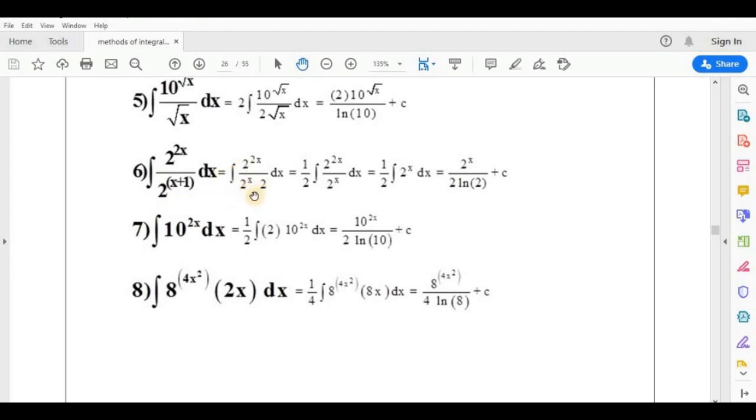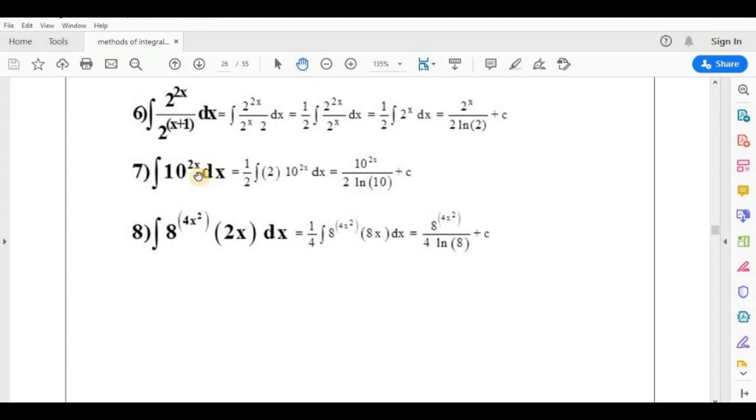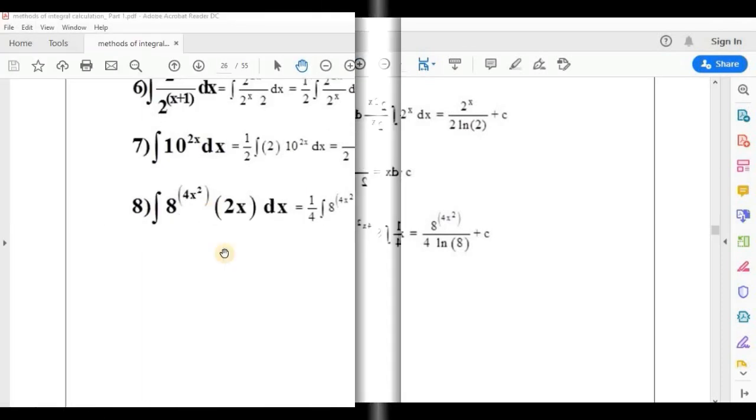It will be 2 to the power x multiply 2, by using the properties. After the simplification, we have this. What is the derivation of x? It is 1. So it is already in the special form, and this is the g(x). We put it as it is, divided by ln 2. Same here. What is the derivative of 2x? It will be 2, so we multiply by 2 in numerator and denominator. We get the special form for this type of exponential function, and we have the result.